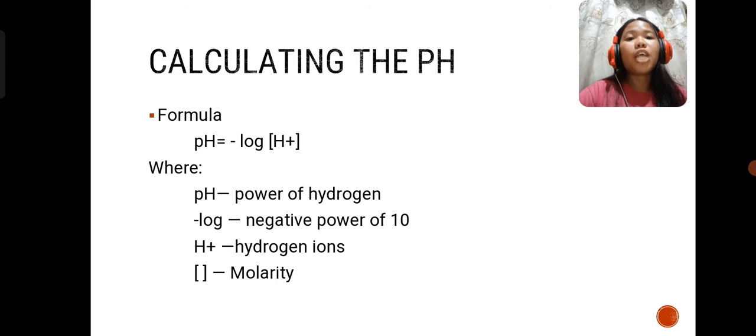Calculating the pH, the formula is pH equals negative logarithm of H plus, where pH is the power of hydrogen, negative log is negative power of 10, and H plus is the hydrogen ion molarity. If you wonder why the logarithm is negative, it is because instead of using a very small number, we use this instead, so that it is less confusing.